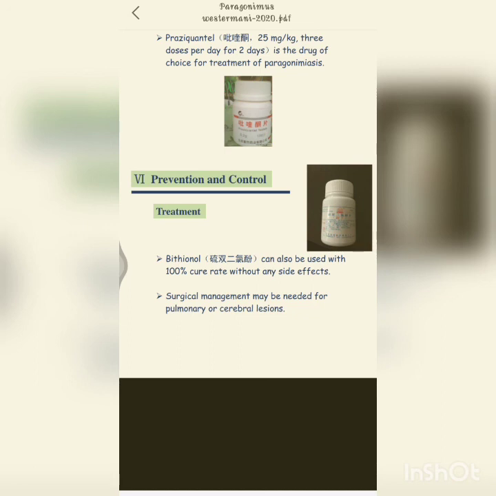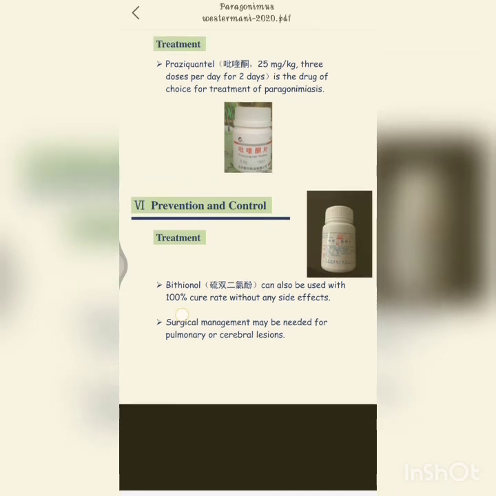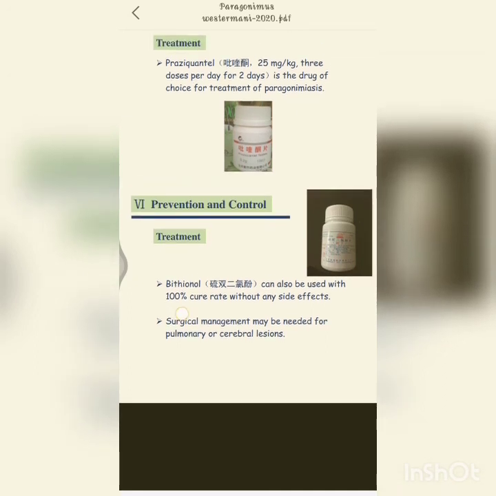And there are also some other drugs, like you can use niclofolan, and also bithionol is actually a dichlorophenol derivative, and we also use praziquantel. So this is all for the treatment.